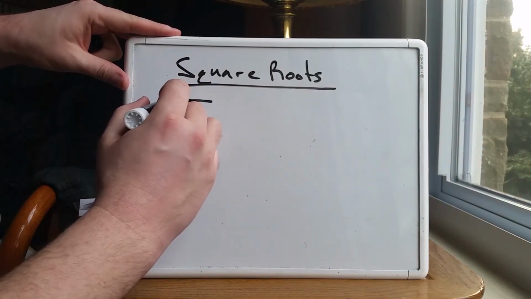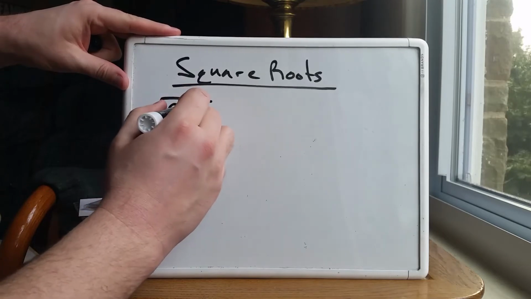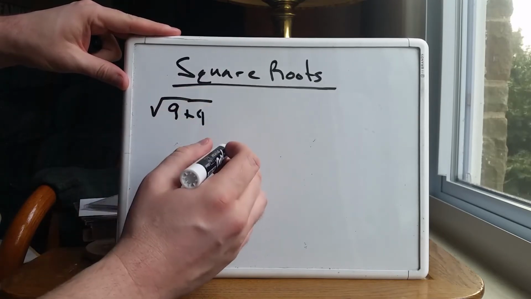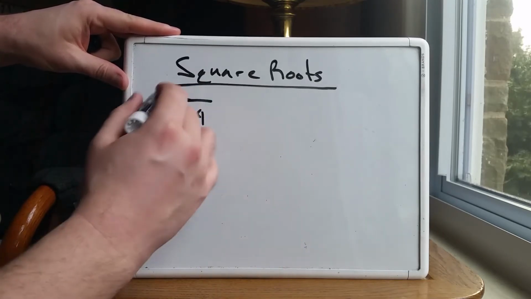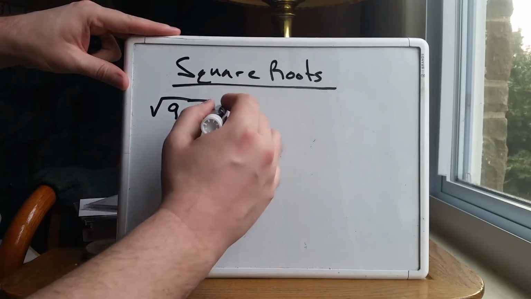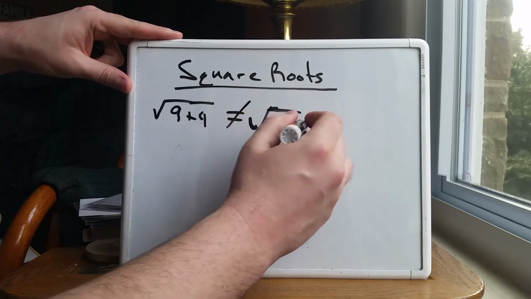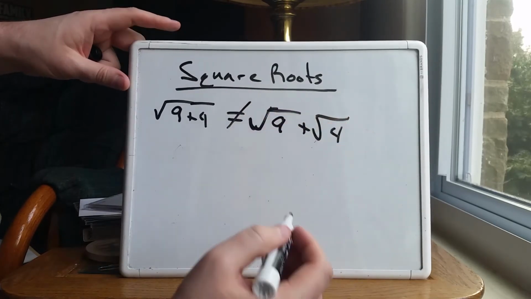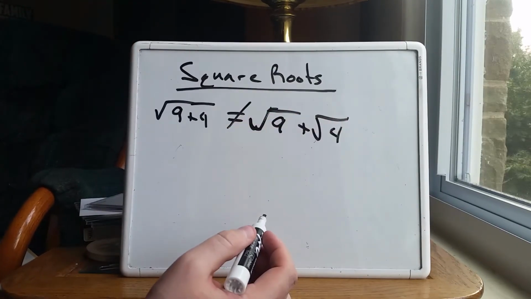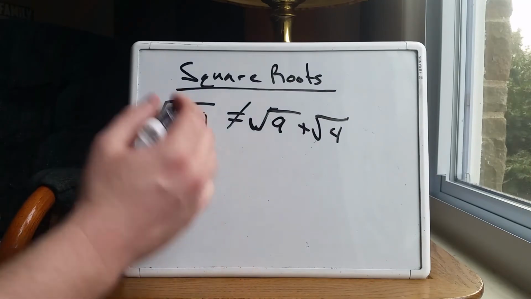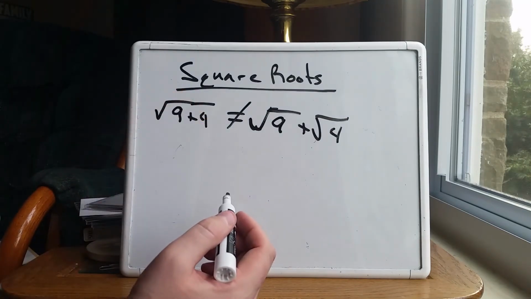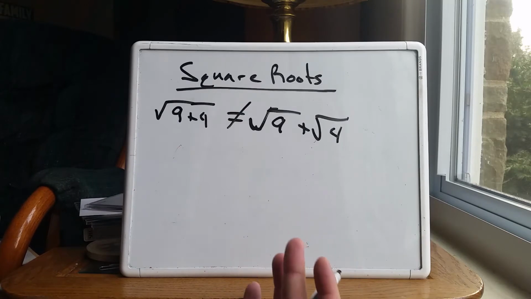All right? So for instance, if I said 9 plus 4 in here, that does not mean the square root of 9 plus the square root of 4. Okay? Does not. This is going to be 3 plus 2. It's going to be 5. This is going to be the square root of 13, which is not a number that we can express as a finite decimal.